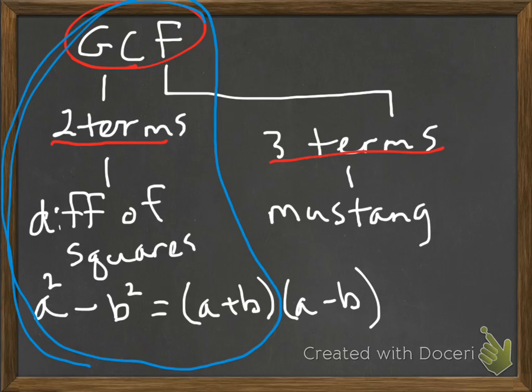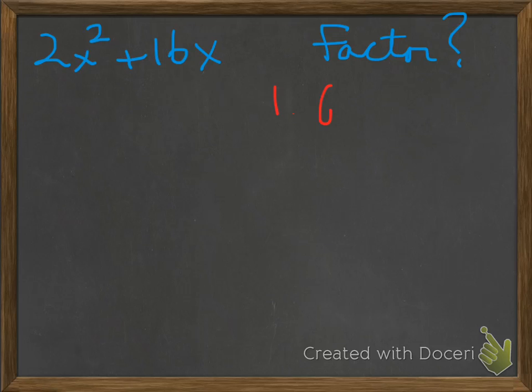Okay? So, moving on, let's look at a couple of examples. Let's say we had 2x squared plus 16x, and we were asked to factor. So what would we do? Well, if we go back to that factor tree on the page, the first step is to do greatest common factor, what they have in common first.